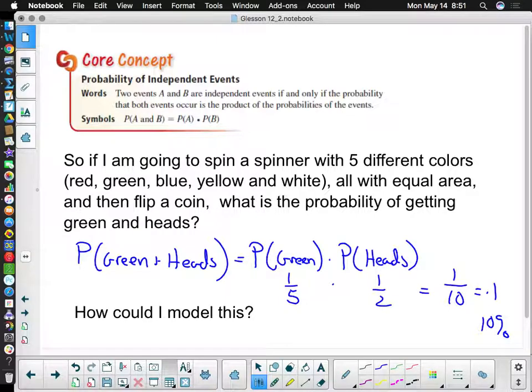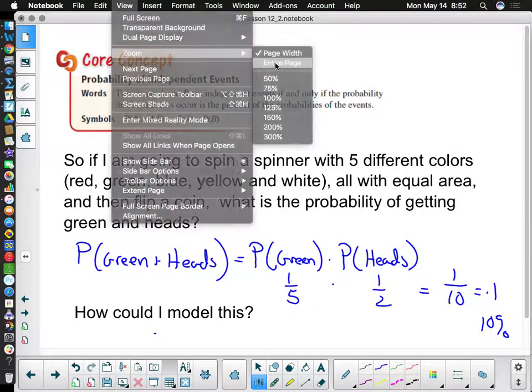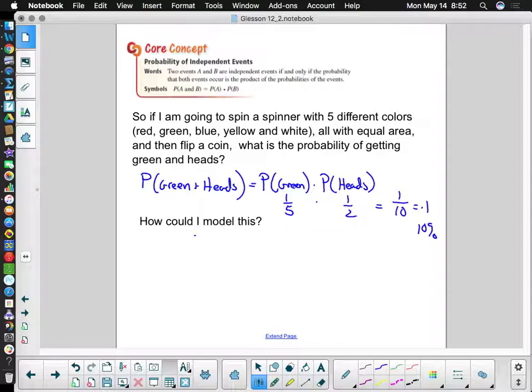I could express probabilities as a fraction, decimal, or percent. How could I model this? Again, pretty easily. Wouldn't be too tough to model. Zoom entire page. There we go. That's what I need. So I could say I have red, green, blue, yellow, white, and then each of these gets a heads and tails.